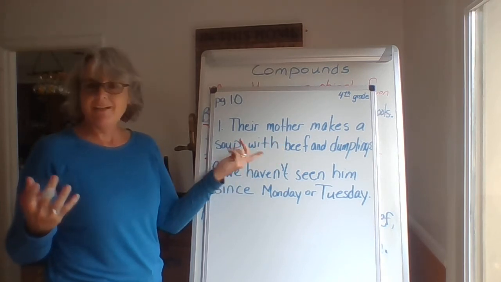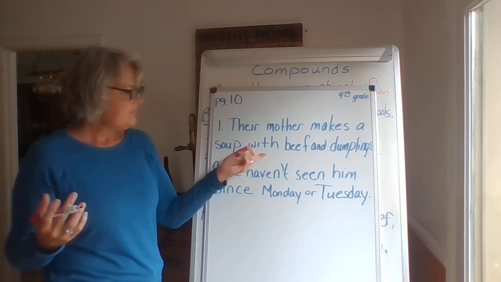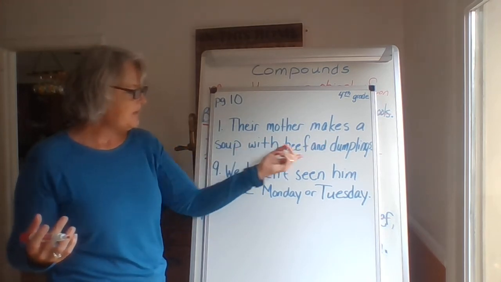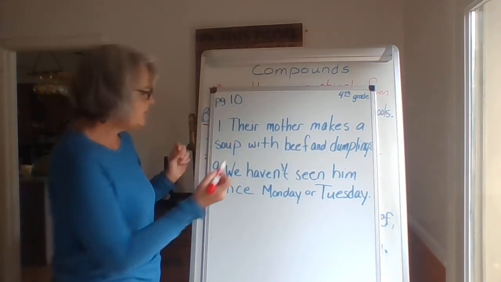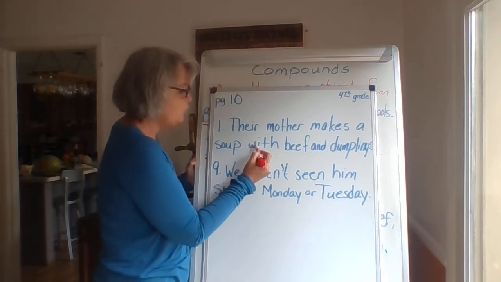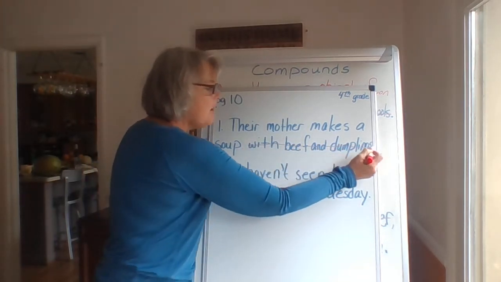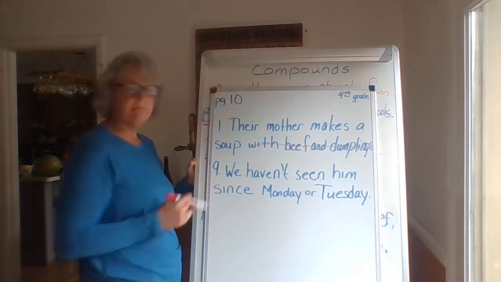Beef, definitely, but anything else? Yeah, dumplings. Yeah, with beef and dumplings. That's what's in the soup. That is what the soup is with. So we have that compound, objects of the preposition.